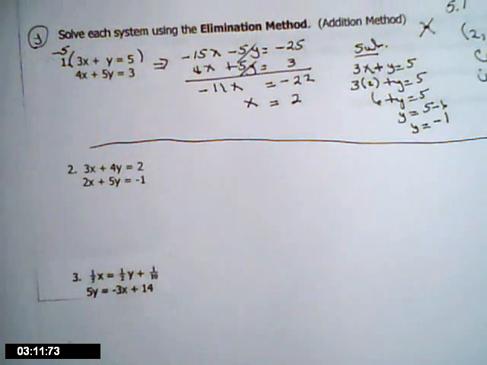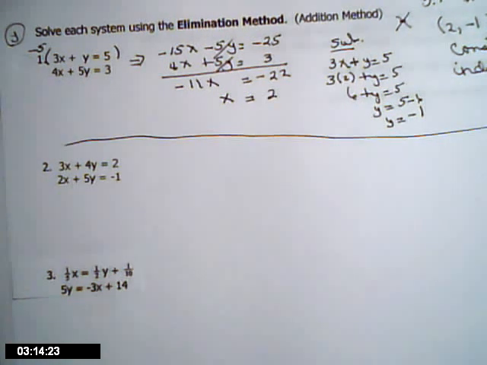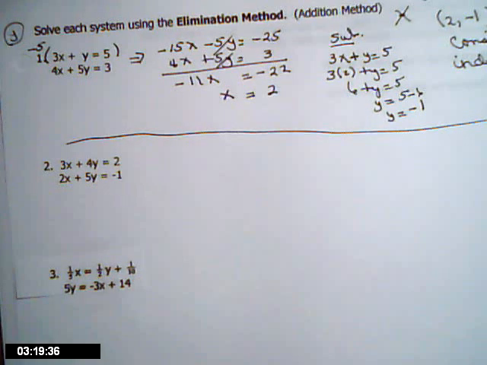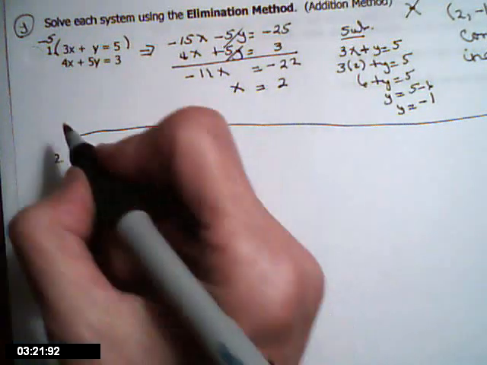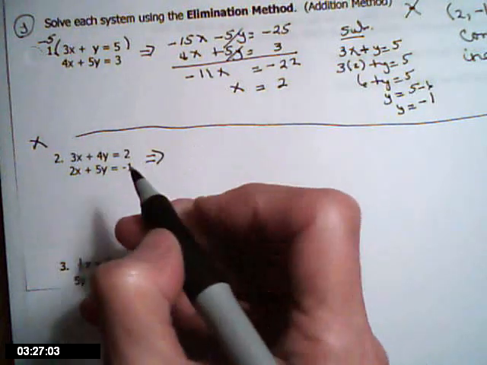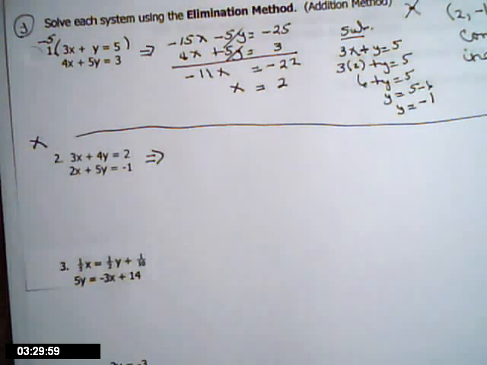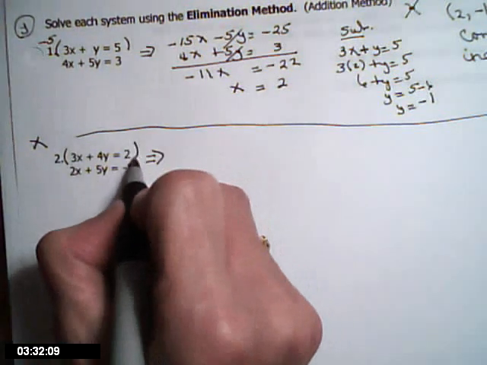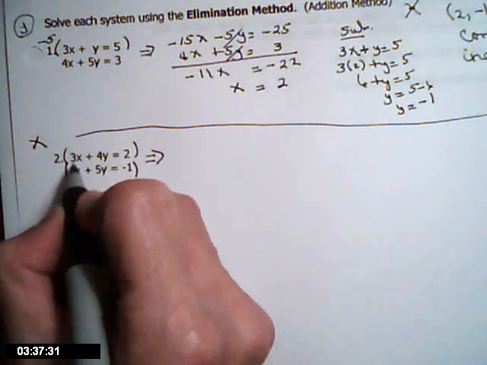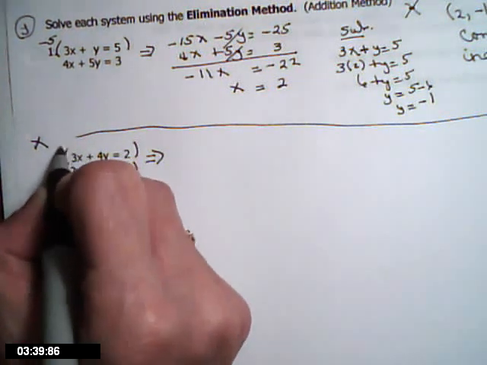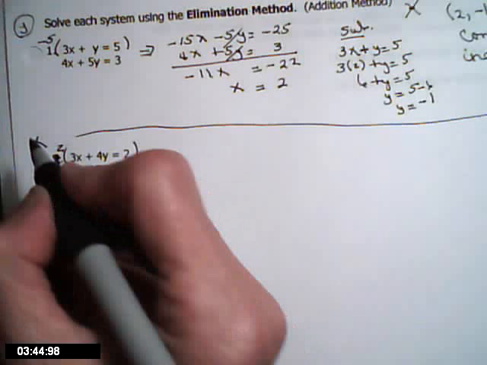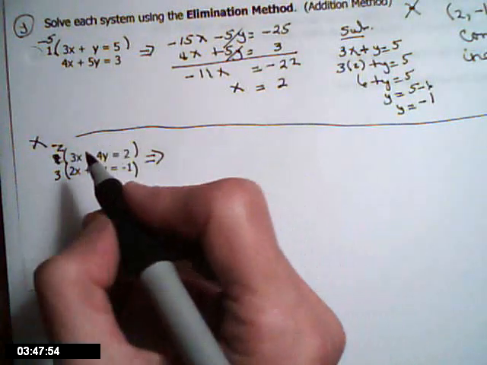We have 3x plus 4y equals 2, 2x plus 5y equals negative 1. Now, I can choose to eliminate either x or y. That's going to be your choice. Now, in this one, I'm going to choose to eliminate x. Now, in a case like this, if you don't have a 1 as a coefficient, what I would always do is to multiply each equation by the other variable's coefficient. In other words, 3x I would multiply by 2, and 2x I would multiply by 3. One of these needs to be a negative. It doesn't matter which.